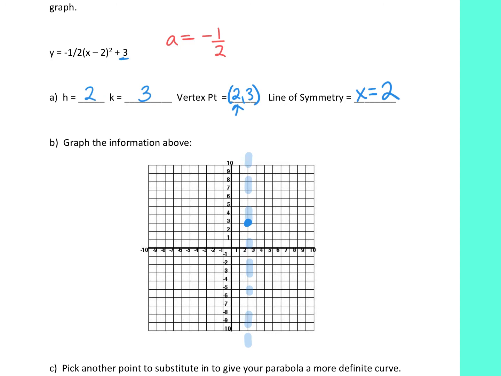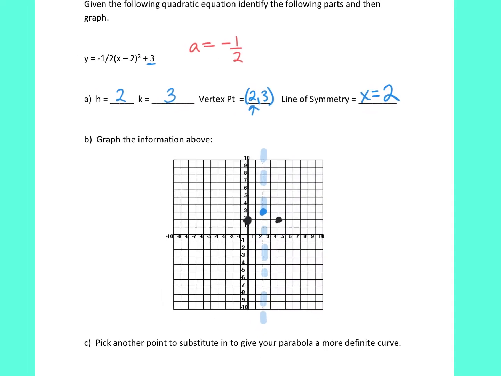Okay? I know that the slope of my first point is the A value, which is negative 1/2. So if I start at that vertex, I go down 1, right 2, right? That's what a negative 1/2 slope is. So down 1, right 2. And then I can also reflect that point over, because this is symmetrical. Okay?